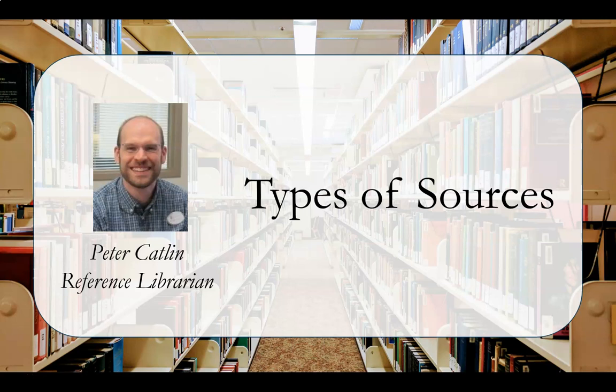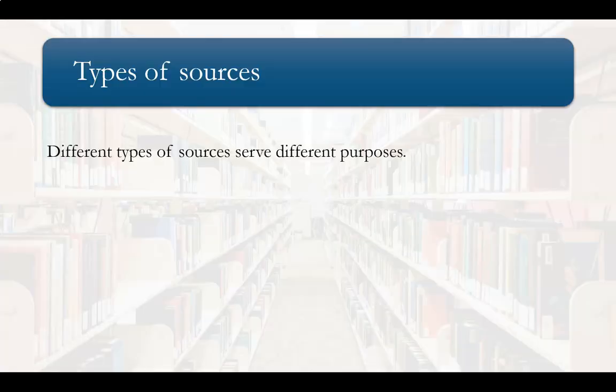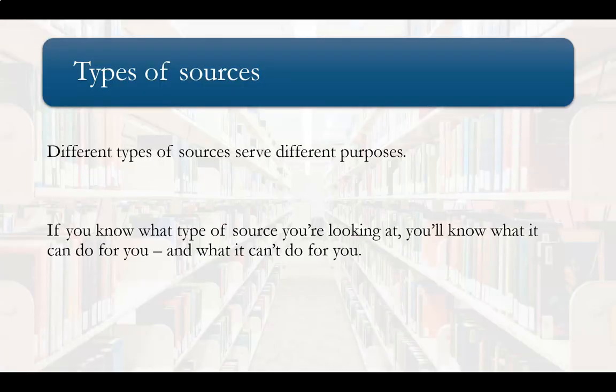I'd like to tell you about the different types of sources that you'll be looking for your research assignments. Each source that you cite in a paper is supposed to make your paper stronger somehow, but different types of sources will make your paper stronger in different ways. If you know what type of source you're looking at, then you'll know what it can do for you. You'll also know what it can't do for you, because there are some things that some sources just can't do.